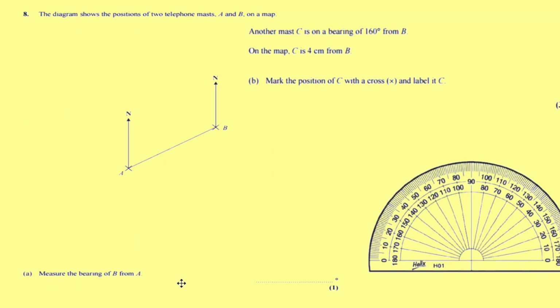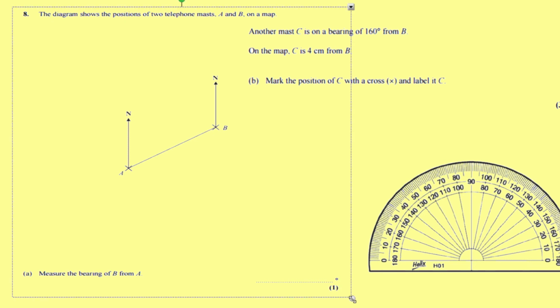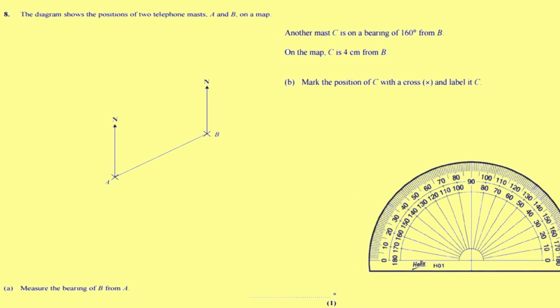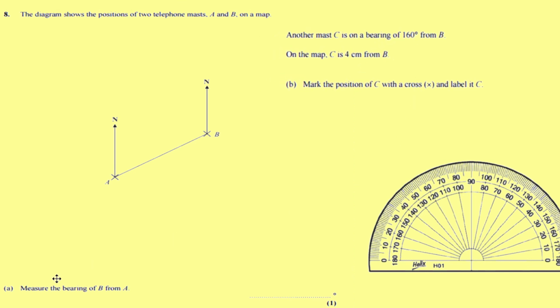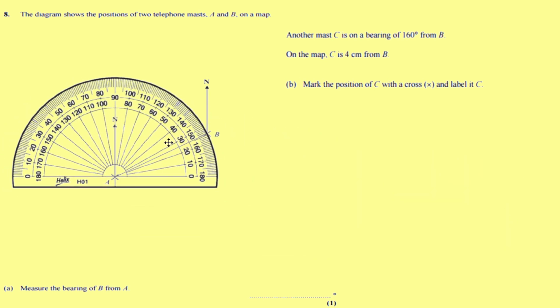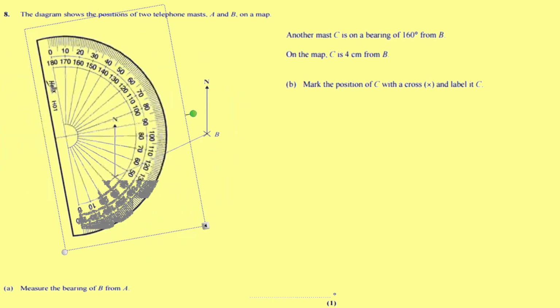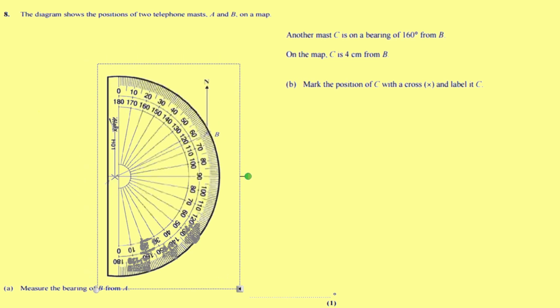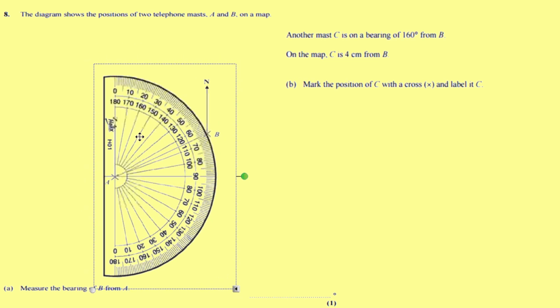So we've got another example here. This might be how it appears in the exam. Diagram shows the position of two telephone masts, A and B. Measure the bearing of B from A. So we take our protractor. We're going B from A. If we're going from A, that means we put the protractor on A. You measure round from the top, using the outside numbers. We're coming down to B, which is about 65.